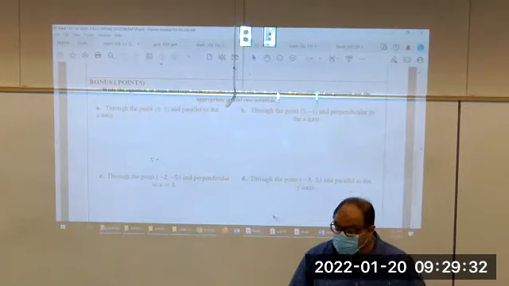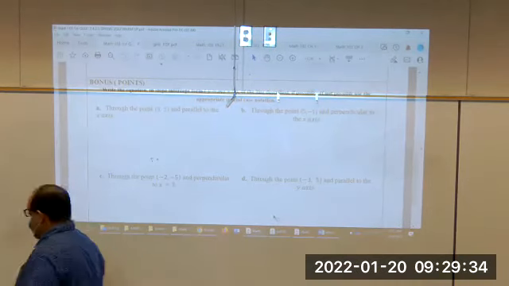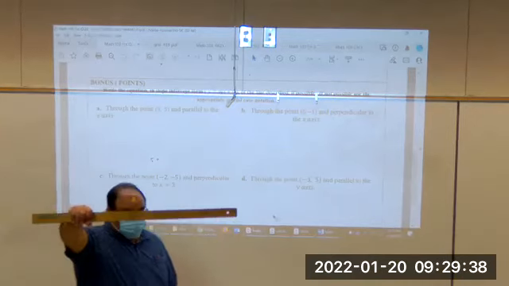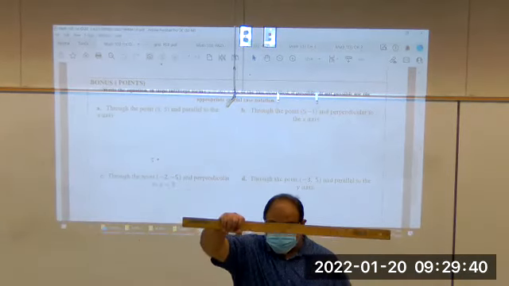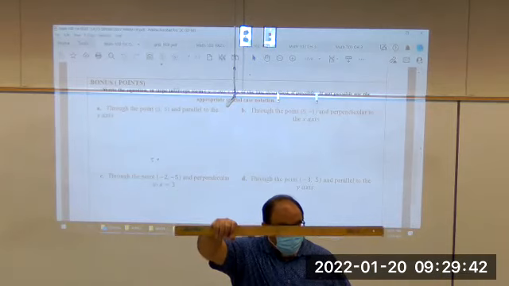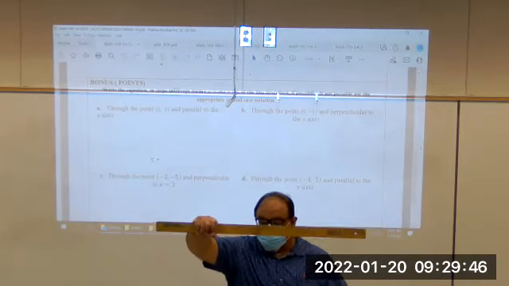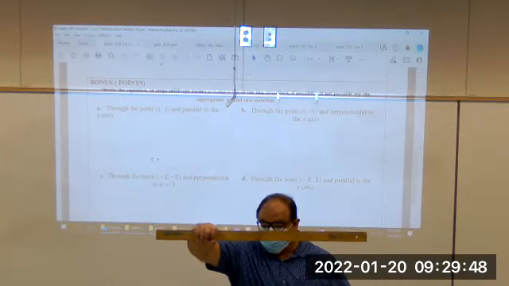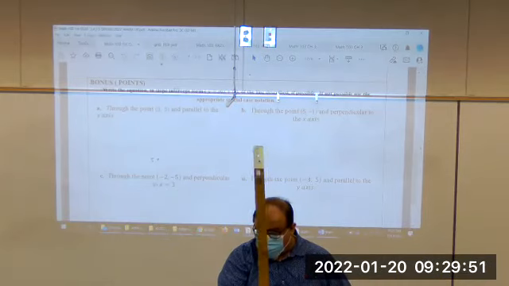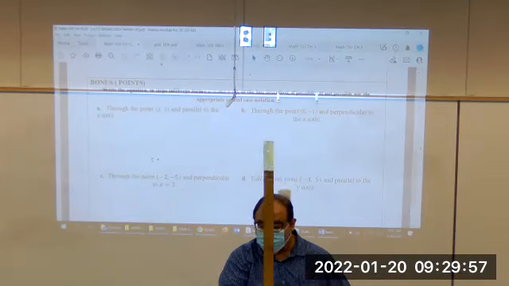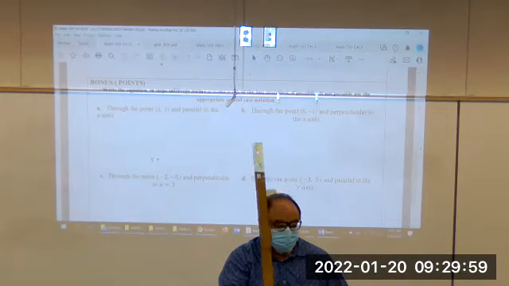Here's the deal. The x-axis and the y-axis are special cases. The x-axis is horizontal, so it's a special case, which means a horizontal line is y by itself. Y equals a number. There's no x in the equation. The y-axis is a vertical line. A vertical line is x by itself. There's no y in the equation.